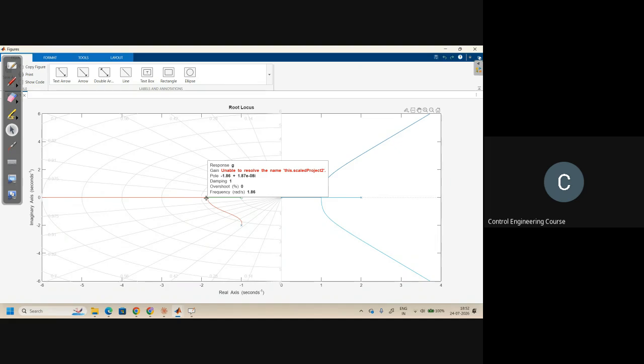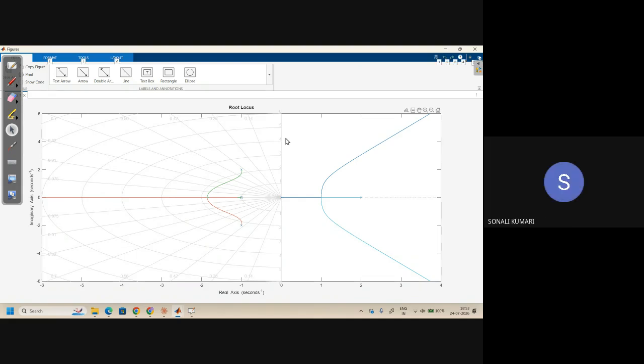We are getting it right. There is an error in this version, that's why the gain at that point should also display, but it is not showing. My version has some bug, that's why it is not showing that K. At each point, if you hover your pointer, you can see what the K is, what the pole location is, the damping ratio, overshoot, frequency, everything is there. Is it clear now?